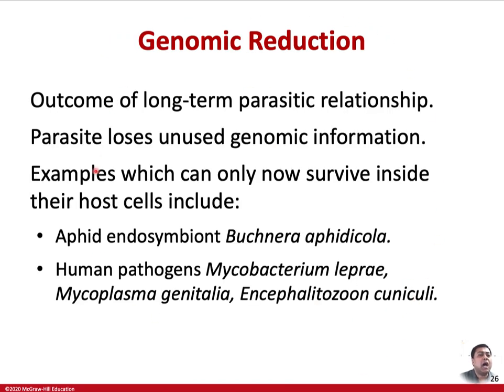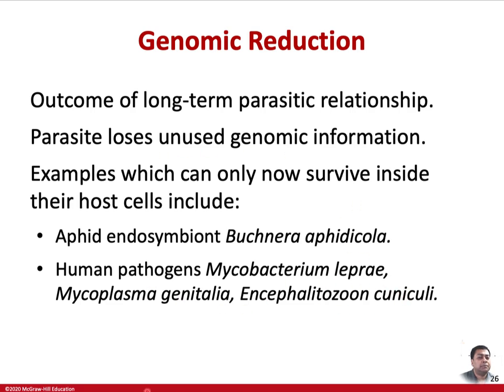So what is the outcome of this long-term parasitic relationship? The parasite loses unused genomic information because it survives only inside its host cell. A classic example is the aphid endosymbiont, Buchnera aphidicola. We saw that. There are many human pathogens also: Mycobacterium leprae causes leprosy, Mycoplasma genitalium, then you have Encephalitozoon cuniculi. These are some of the human pathogens which have a very reduced genome due to their parasitic nature.